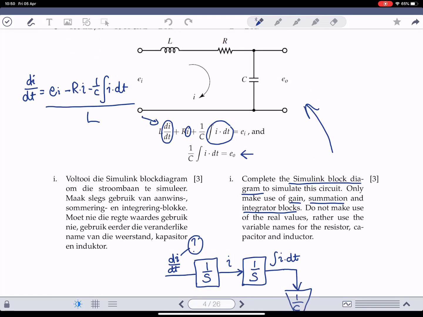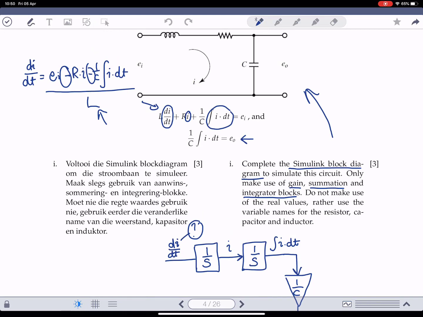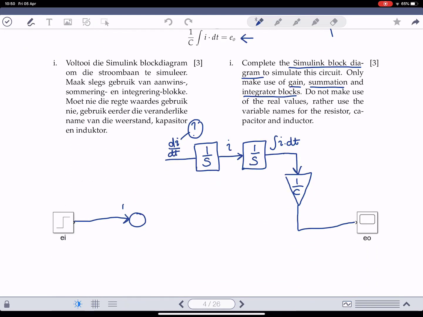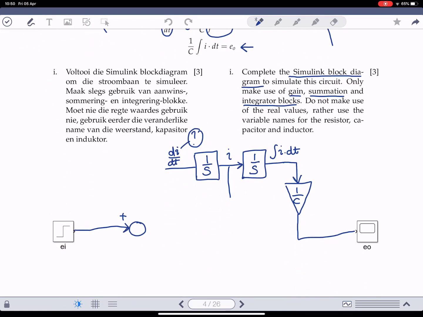So clearly it's a summation, and then after the summation it's division. So let's just do that. Let's draw a summation block. The input is positive, so there's a positive line. The current needs to be multiplied by R, like that, and that gets fed back with a minus.